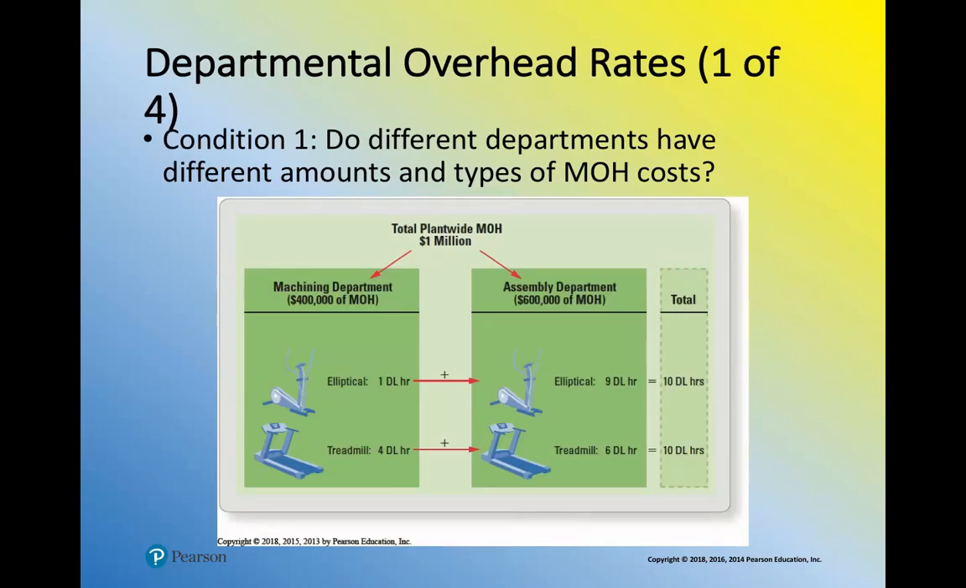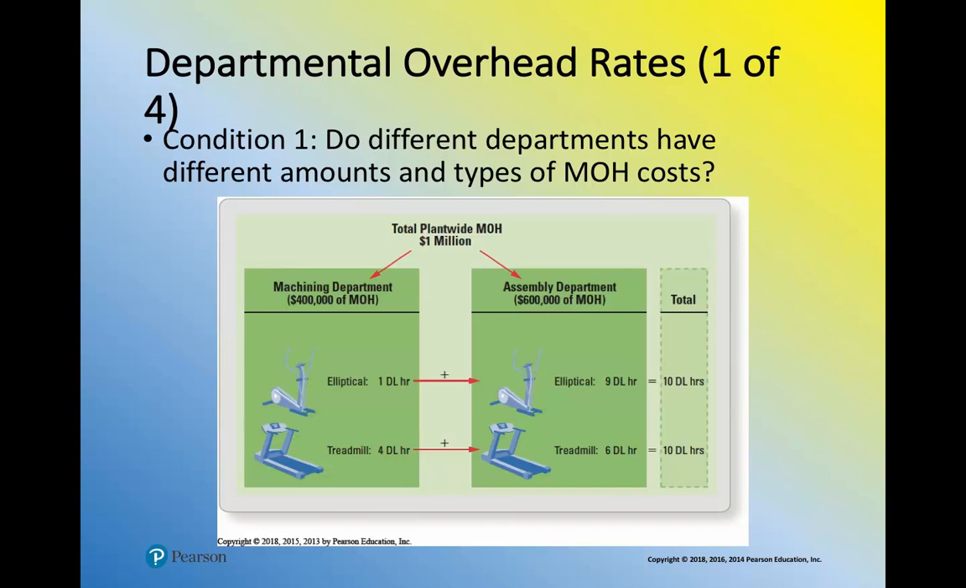All right? So for here, departmental overhead rates, condition number 1, do different departments have different amounts or types of manufacturing overhead? So we're going to first break down that total plant-wide manufacturing overhead, that $1 million. We're going to allocate that amongst our two different departments. So we have a machining department and we have an assembly department. So of that total 1 million, we're going to estimate that 400,000 will be used in our machining department. 600,000 will be used in our assembly department.